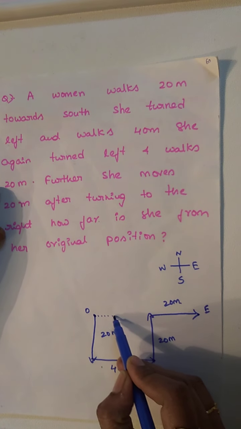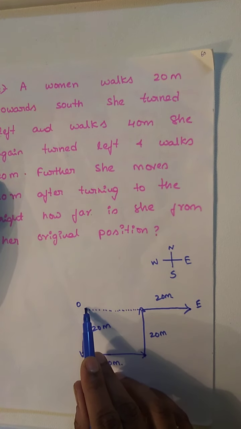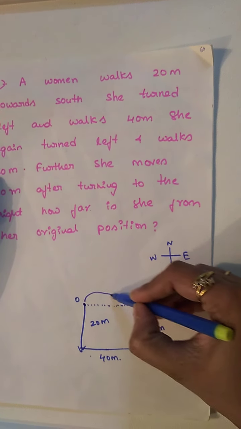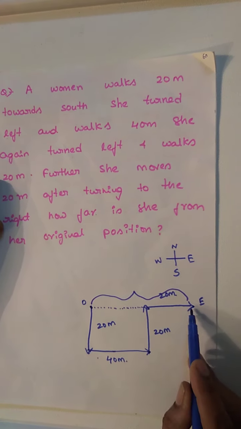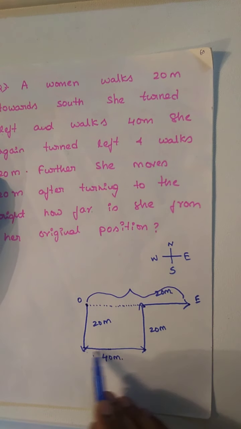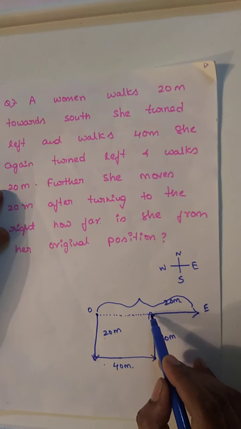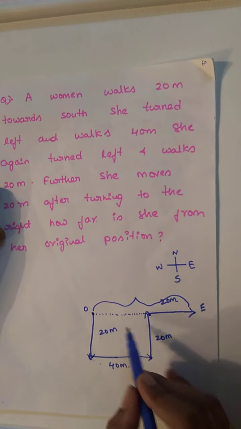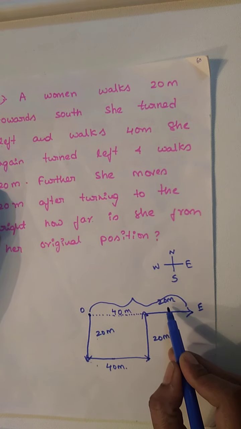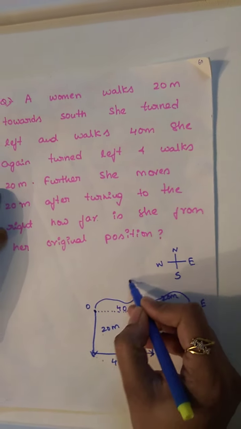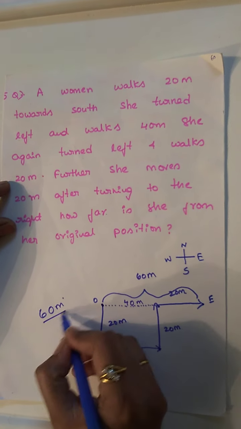So we need to find the distance from her starting point to ending point. From here to here we need to find. We know 20 meters, this we don't know, but we know this is a square. Opposite sides are equal. This is 20, this is 20 and this is 20, this is 40. So this should be 40 meters and this is 20 meters we know. So 40 plus 20, 60 meters. So the answer is 60 meters.